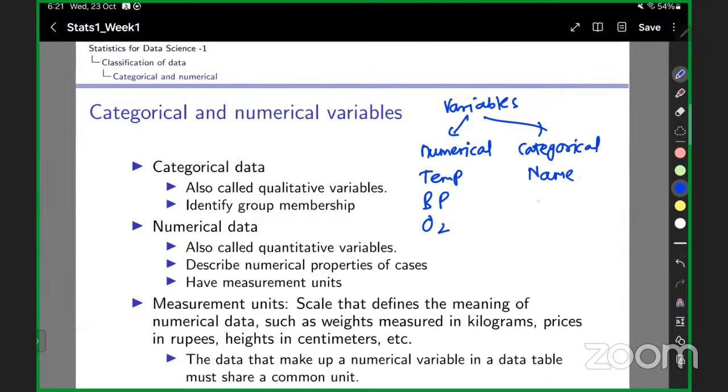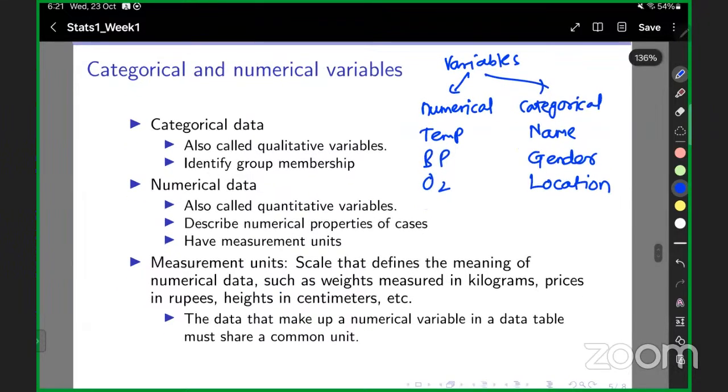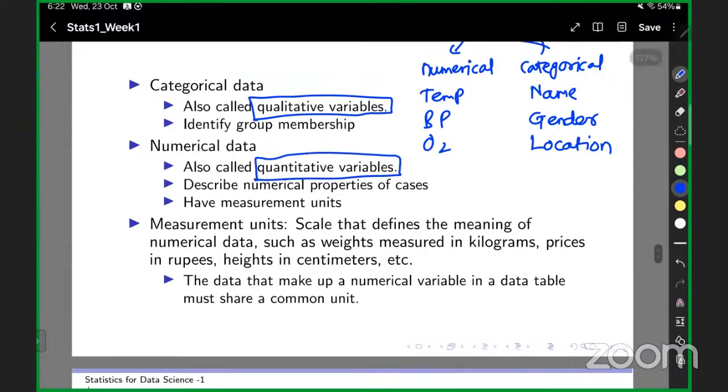We can write their name. We can have their gender. We can have their, let's say, location or place a patient belongs to, right? So all this can be categorical type of data. All the qualitative type of variables are categorical data, and all the quantitative type of variables, like temperature, are quantities, right? You can measure them. Measuring units are there. This makes them numerical data.